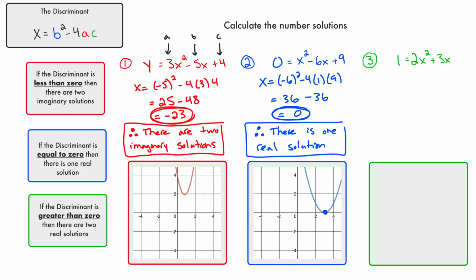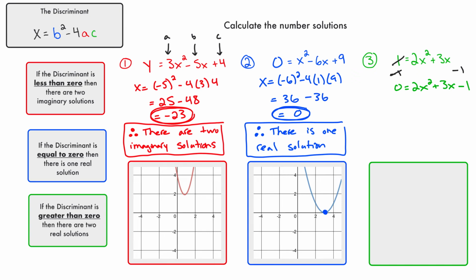All right, problem number 3. Problem number 3 has a little bit of a hiccup. It's not equal to 0, and it's not equal to y. Therefore, before we even start using the discriminant, we need to have one of the two happen. Because there's no y in this equation, I need it to be equal to 0. So I am going to subtract the 1 to the other side. That gives me 0 is equal to 2x squared plus 3x minus 1.